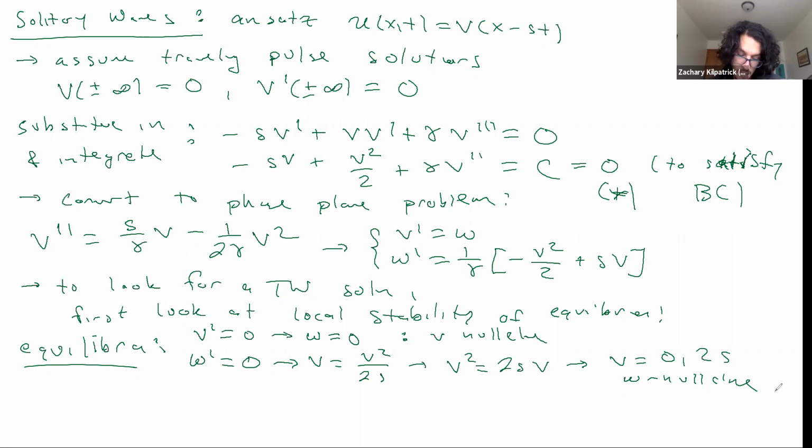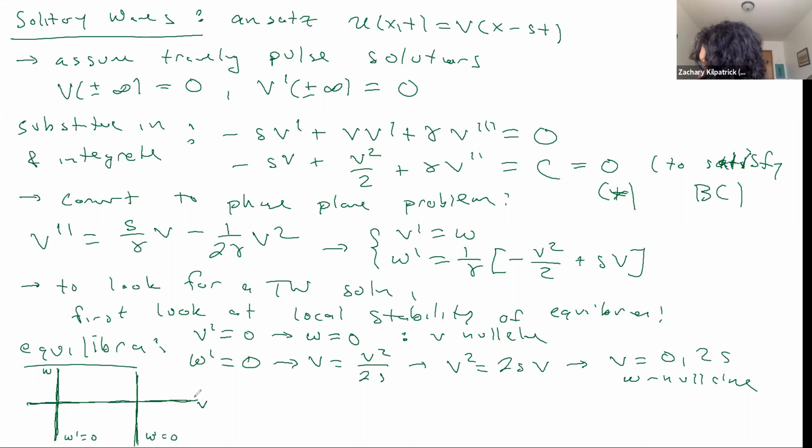And my intersection points are going to be at 0, 0, and then 2S, 0, okay? So let's draw that. So if I draw my phase plane right here, I'm going to draw W, and here I'm going to draw V. Here's one of my nullclines at V equals 0, right? This is a nullcline W prime equals 0. Here's another nullcline. This is another nullcline W prime equals 0.